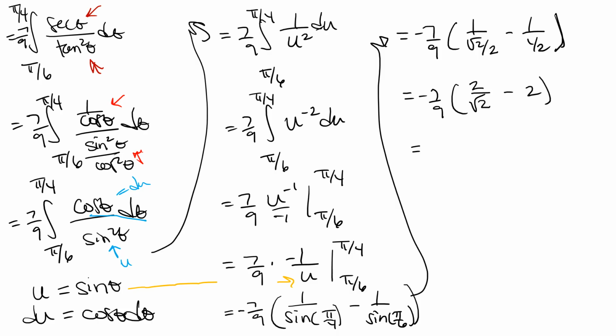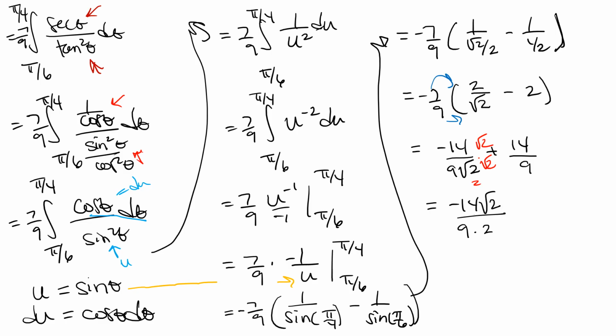All right, and so now from here we can go ahead and distribute our negative 7 over 9 through. And so when we do that, we end up with negative 14 over 9 root 2 plus 14 over 9, okay? All right, and so from here, we know we want to rationalize the denominator, so we're going to have to multiply the top and the bottom by root 2 because we don't want to leave that radical in the bottom. So we end up getting 14 root 2 over 9 times 2, because root 2 times root 2 is just 2. Then we still have this plus 14 over 9 here.